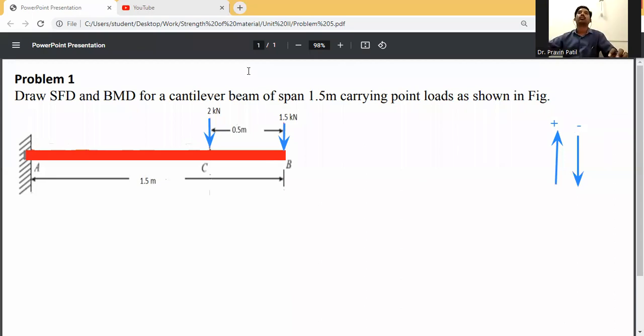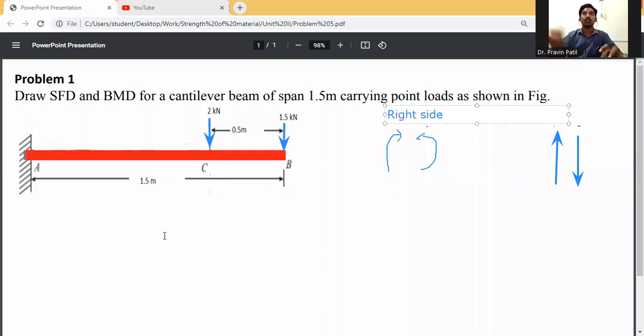Negative value. If it is a moment, clockwise direction, it will be taken as negative for the right side. If it is a moment, anti-clockwise direction, it will be taken as positive. So this condition is for when the load is on the right side.